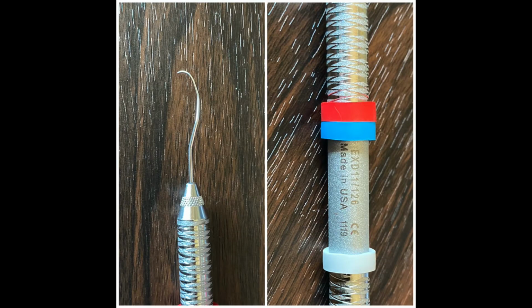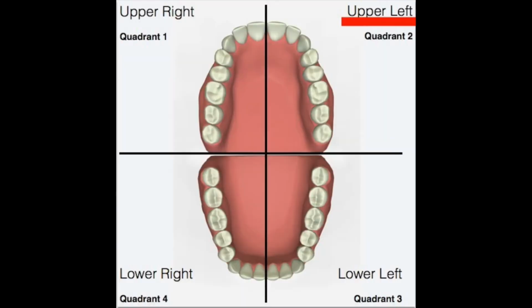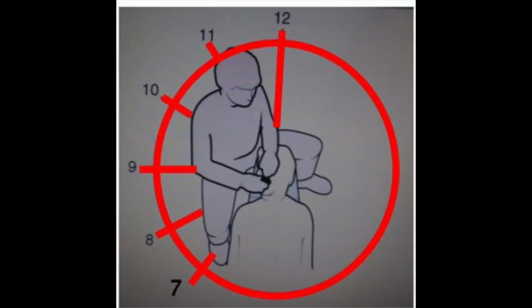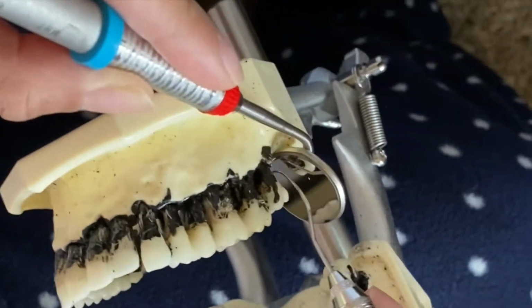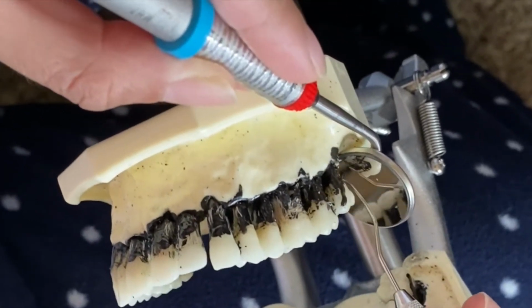We will be using an 11/12 explorer, which is used for calculus detection. We will be starting with the upper left quadrant, and I will have my patient face towards me, and I'll be sitting around 10 and 11 o'clock. I'm going to start by placing my mirror at the distal of 15 so I could see where I'm exploring.